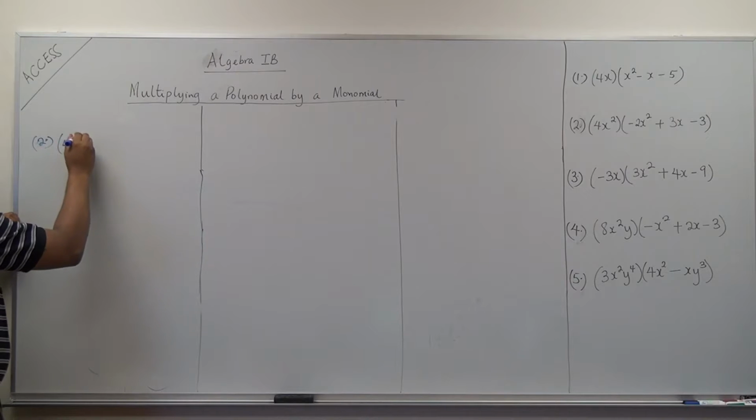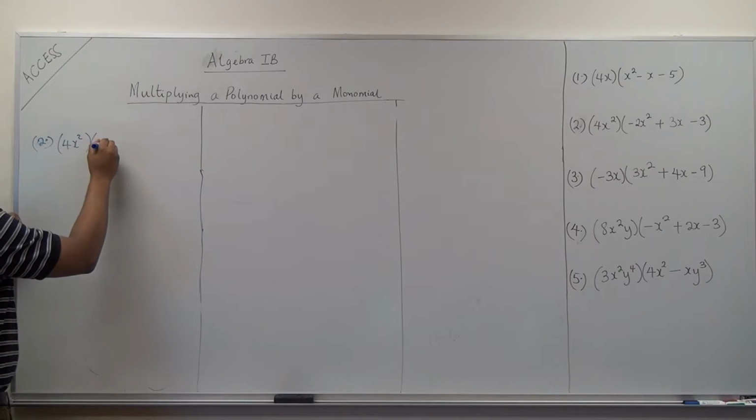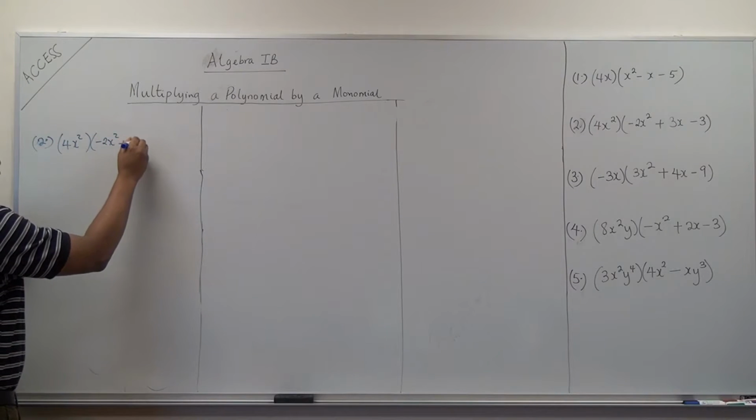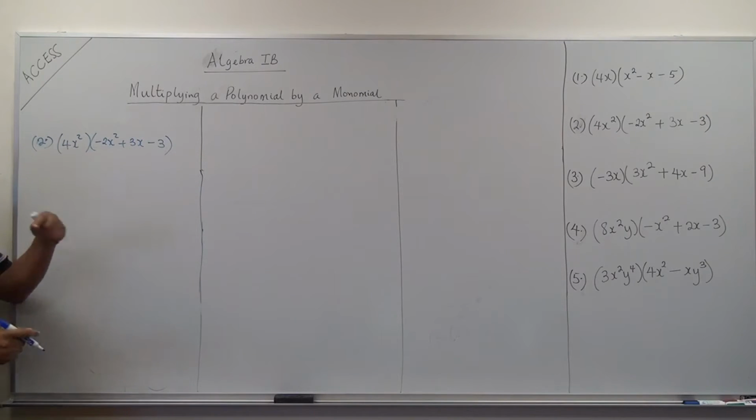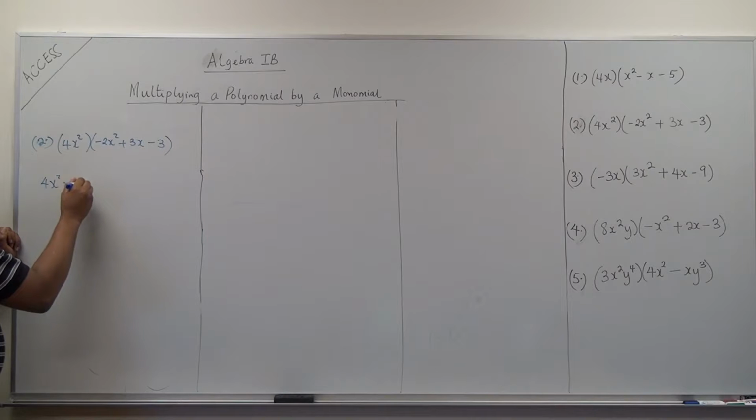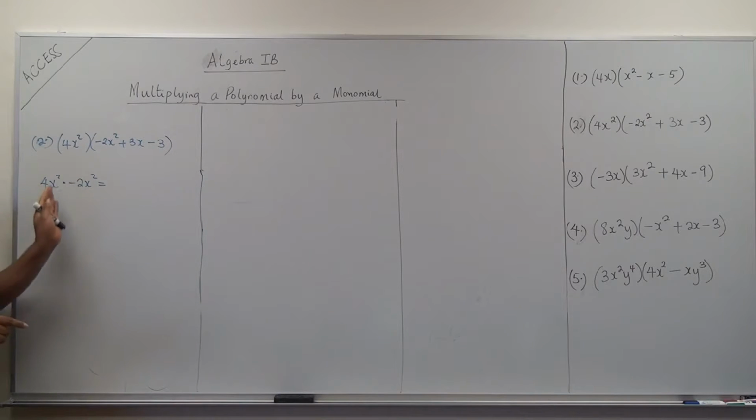4x squared times negative 2x squared plus 3x minus 3. Okay, we multiply 4x squared times negative 2x squared. I want to kind of write it out before I write what it is.